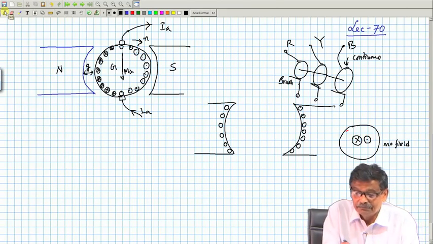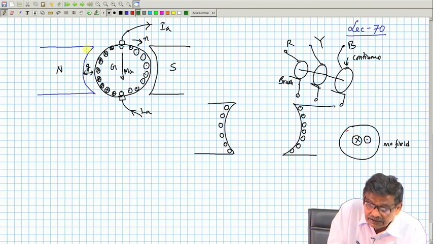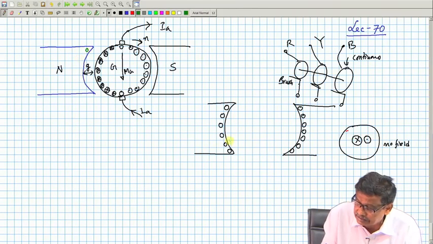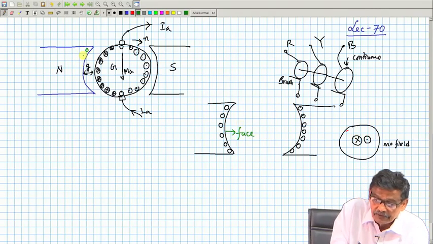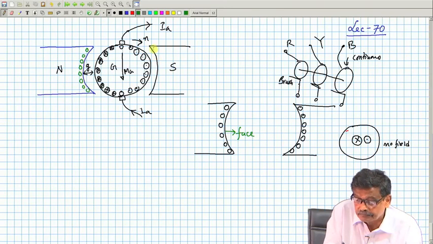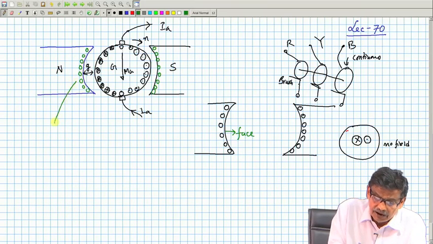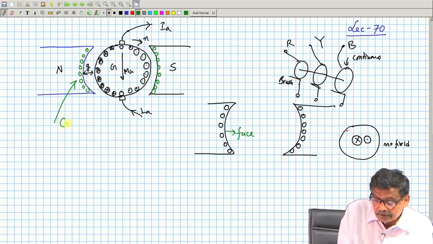So what can be done, common sense tells, I am not giving any mathematical calculation, is that on the pole face, this is called the pole face, on the face of the pole, you have slots grouped in and place conductors like this, turns like this. And these coils are called compensating coil.